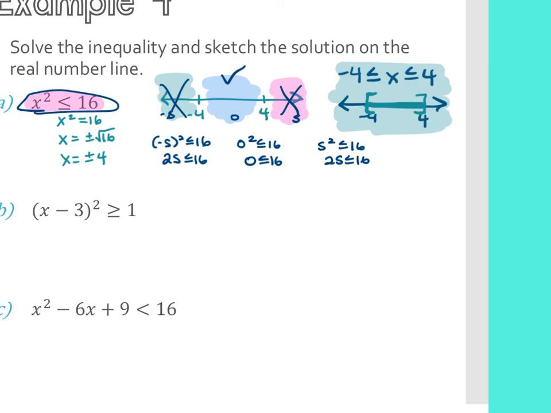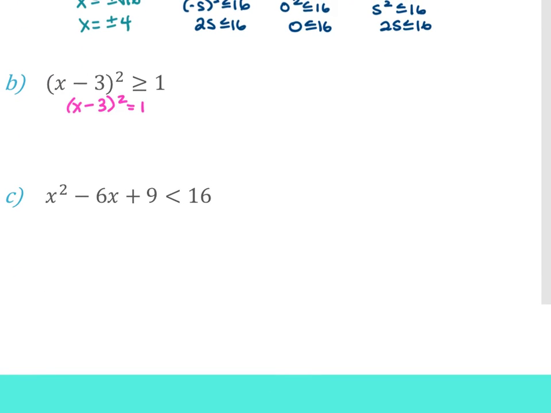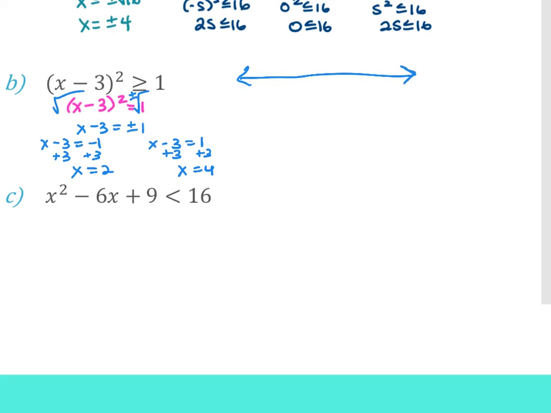All right, next one. Again, we're going to say first it equals 1. We're going to square root both sides, putting a plus and minus on the right hand side. I get x minus 3 equals plus and minus 1, which means x minus 3 equals -1, and x minus 3 equals +1. Add the 3, x equals 2. Add the 3, x equals 4. So those are the 2 points I'm going to use to set up my range, 2 and 4.